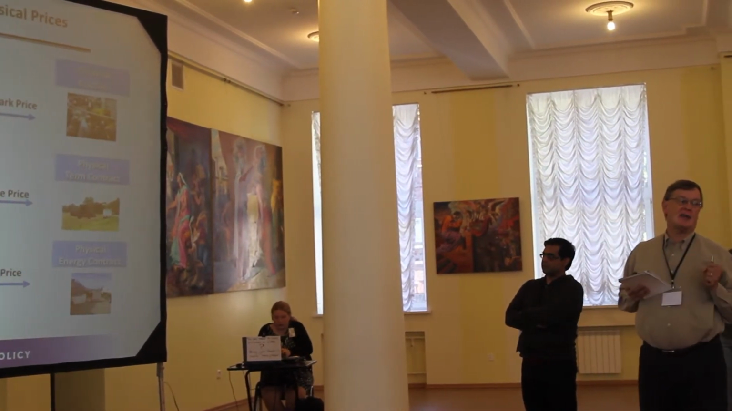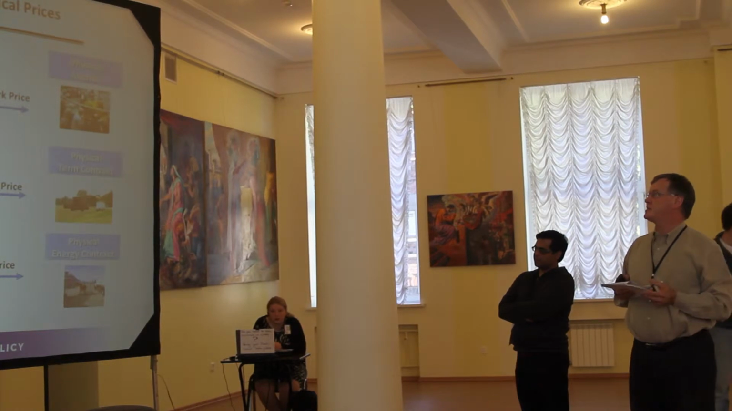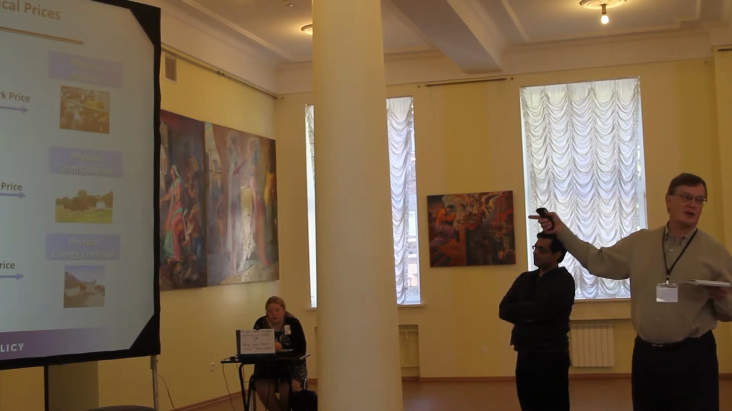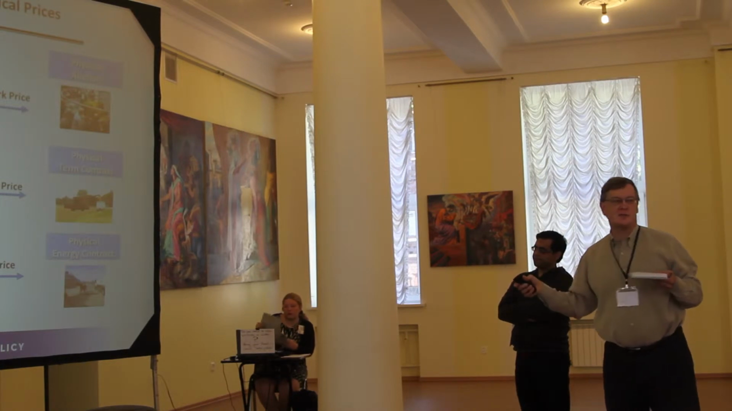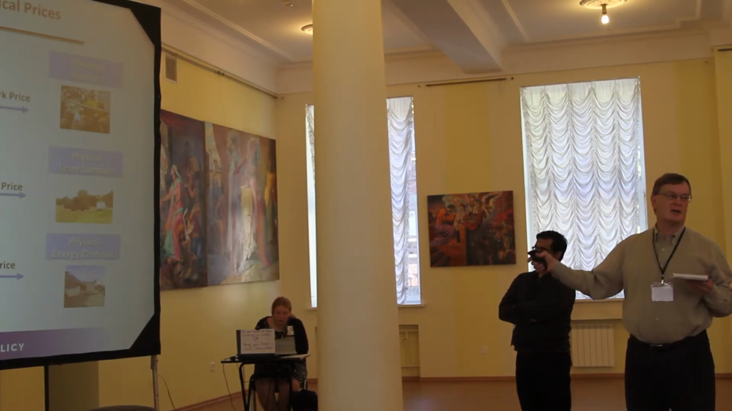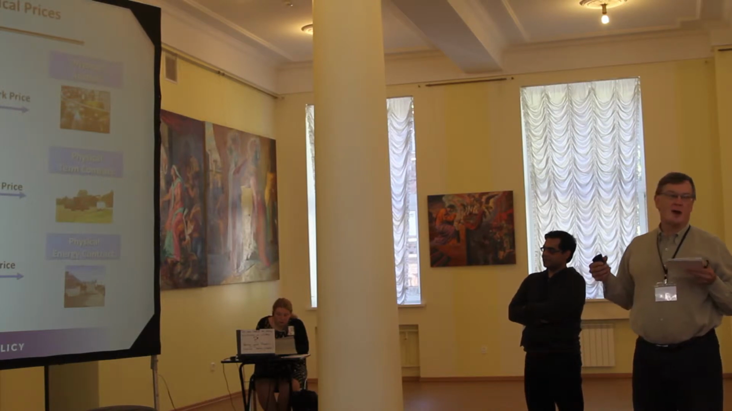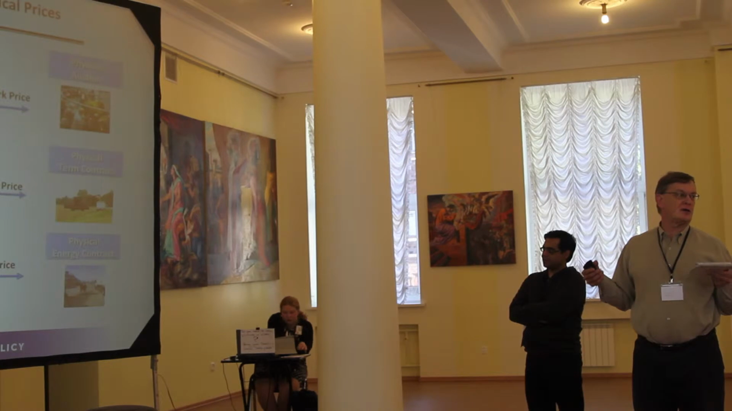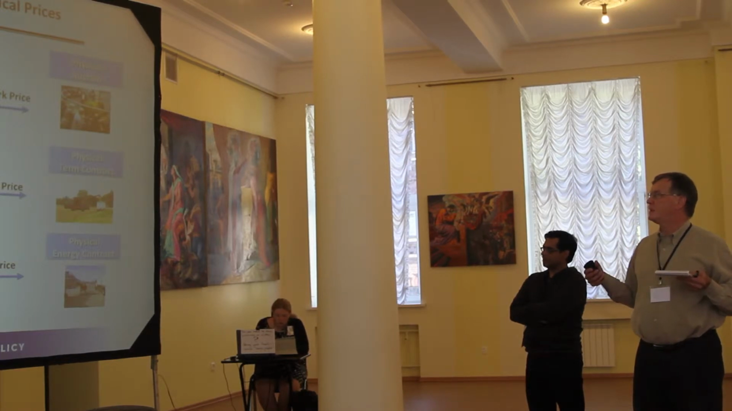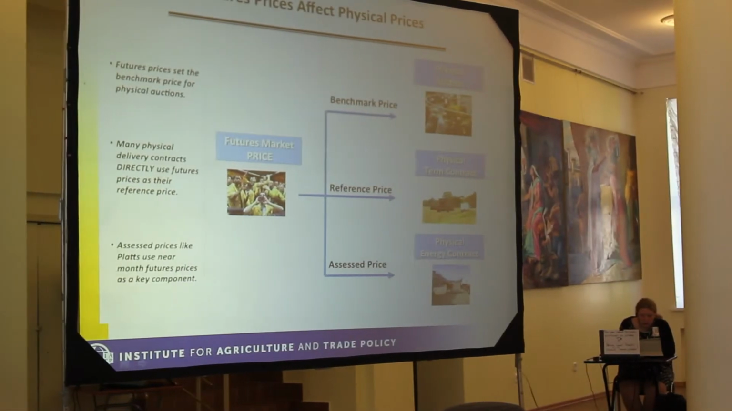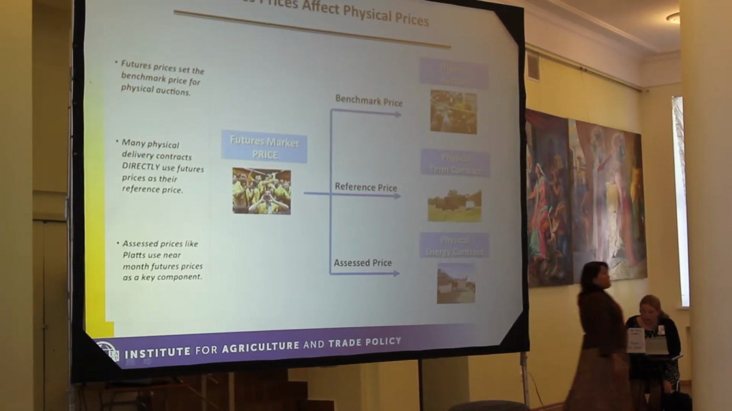Now, the reason that you want to have a well-regulated futures market is that futures markets affect physical prices. They are supposed to be the benchmark prices for physical auctions, such as auctions of livestock. They are supposed to function as the reference price for physical term contracts. So in the United States and large agricultural countries, farmers usually sell a portion of their production prior to harvest, so that they can finance the costs of production. And in the case of energy contracts, the oil and gas contracts, you have assessed prices that likewise are based on the futures market.